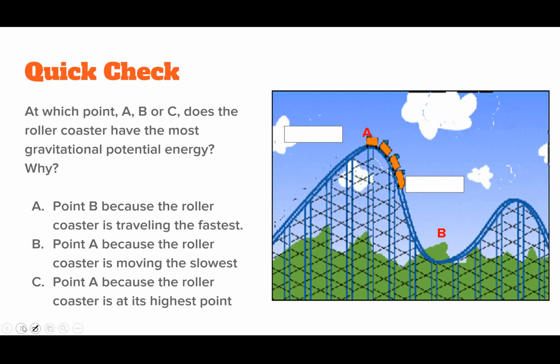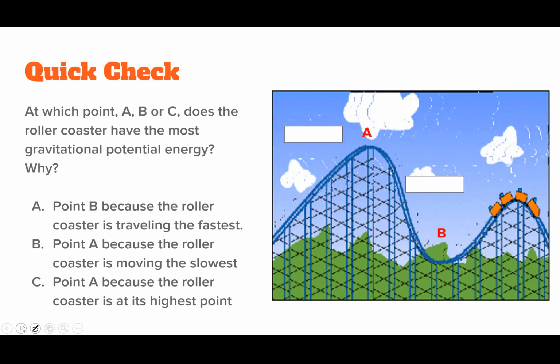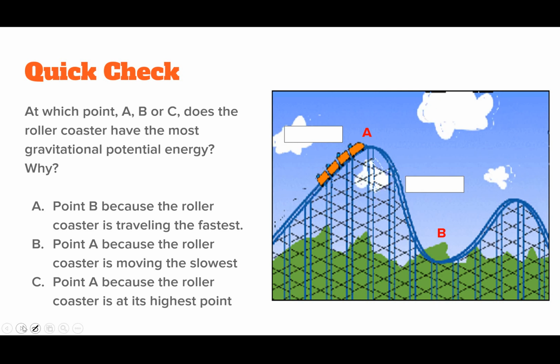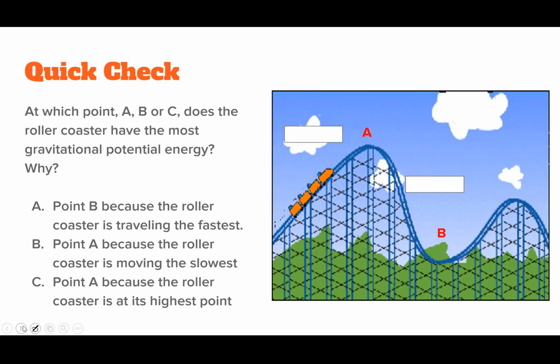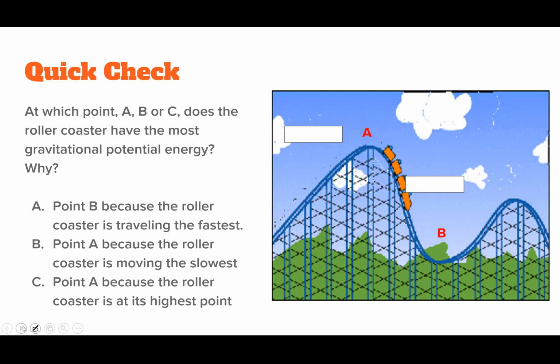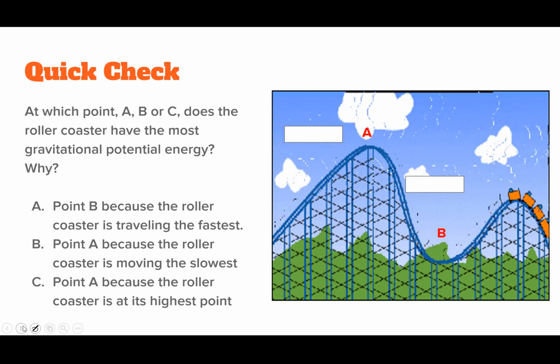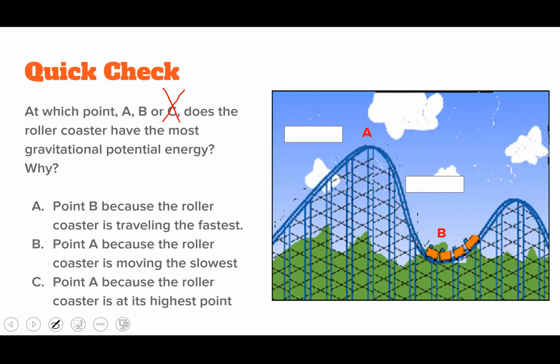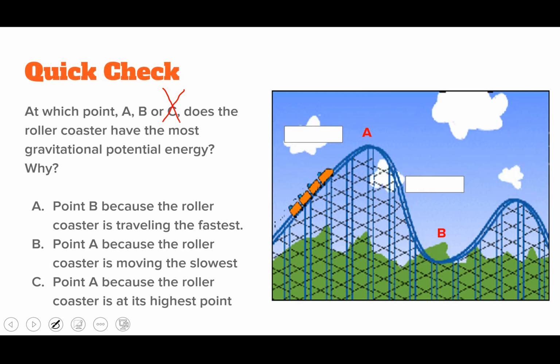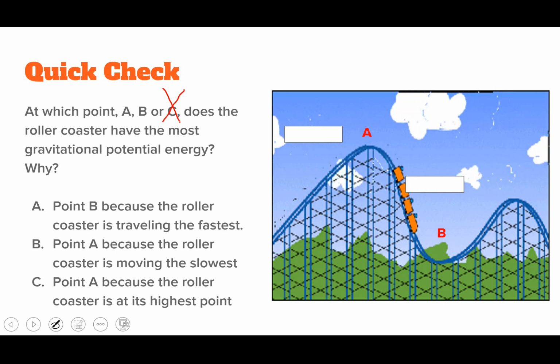All right, let's do a quick check here. I'm going to read the question. I'm going to give you a few moments to answer, and then we'll go ahead and go over it. At which point A, B, or C, actually there is no C, so we'll X that out. At which point A or B does the roller coaster have the most gravitational potential energy, and why?